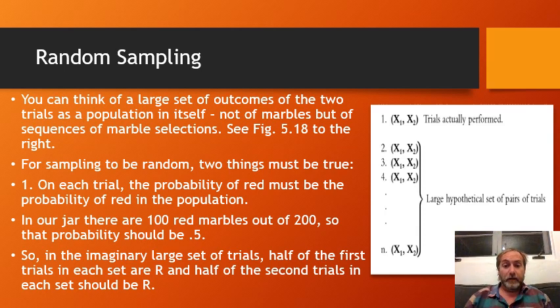If we think about our imaginary large set of many trials, over the long term we should see that half of the first trials in the set are R's. All the X1s, half of those should be R's, and half of the X2s should also be R's. That's what it means for the probability of picking an R to be 0.5. Over the long term, half of them are in fact R's.